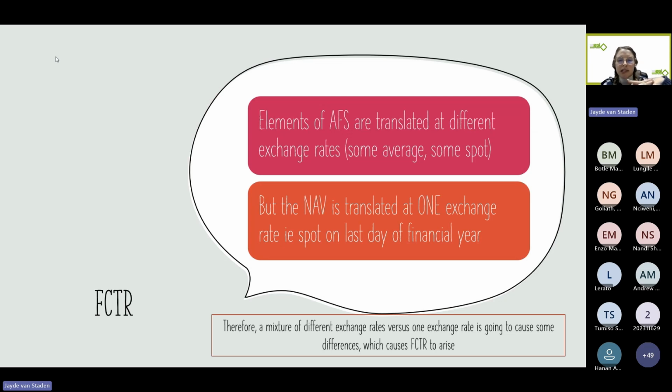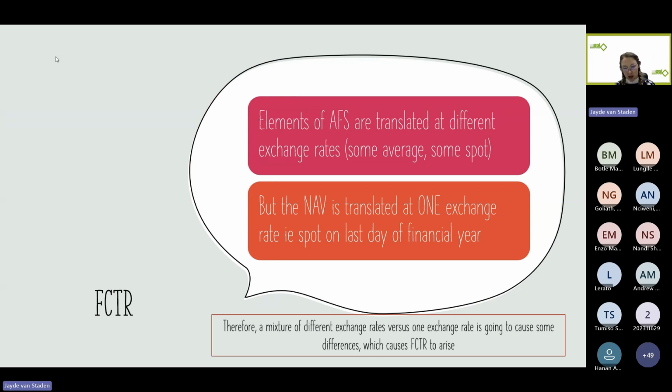So just think about FCTR this way. The elements of your financial statements are translated at different exchange rates. Some are translated at average, some are translated at spot, but essentially that net asset value is translated at one exchange rate on the last day of the financial year. Okay, so we've got all of these different items being translated at different exchange rates, but then the standard says we need to translate it at the closing rate at the end of the year.